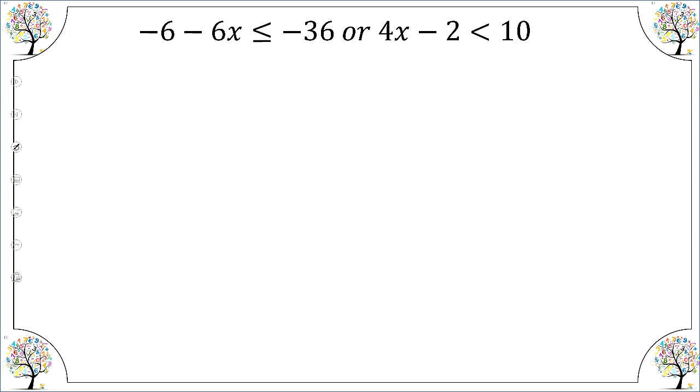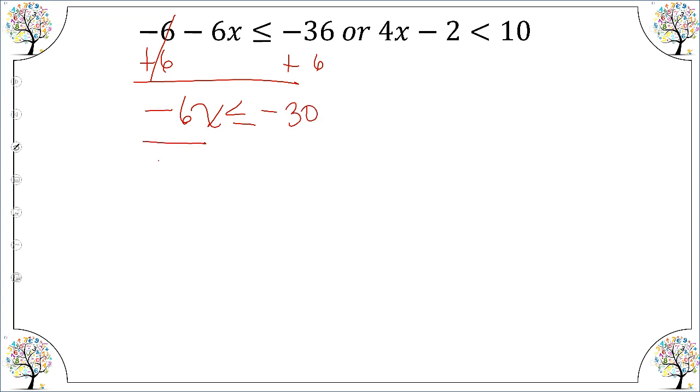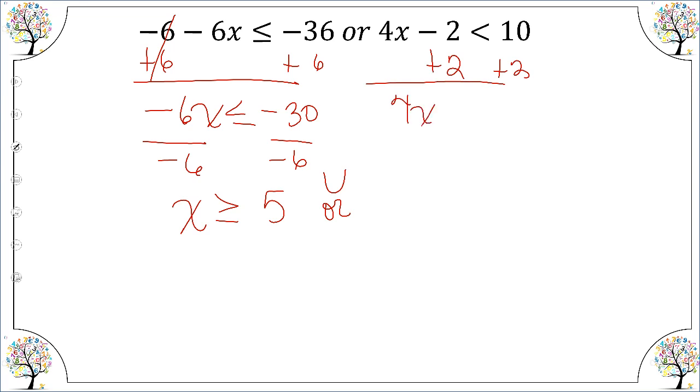Okay, here we have an or. We're just going to solve the left one and then the right one. So I have to add 6 to both sides. I have negative 6x is less than or equal to negative 30. I'm dividing, and I'm dividing by a negative. I'm going to reverse my inequality and get x is greater than or equal to 5. So we can say the word or we can use union. And then here we're going to add 2. We're going to divide by 4. X is less than 3. Let's graph this.